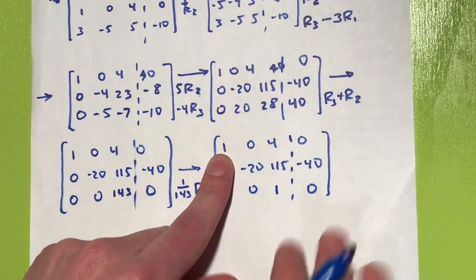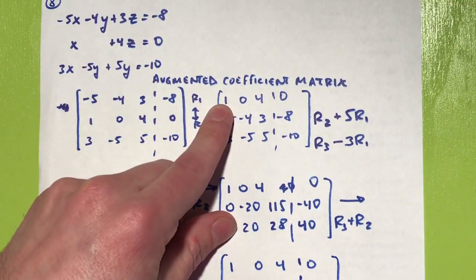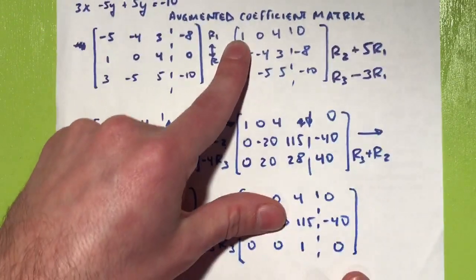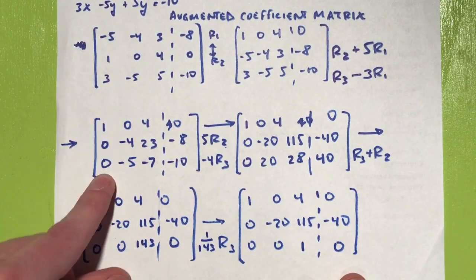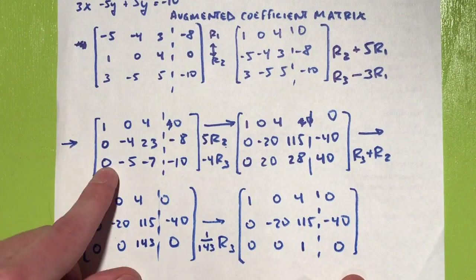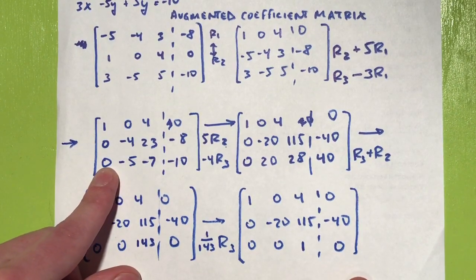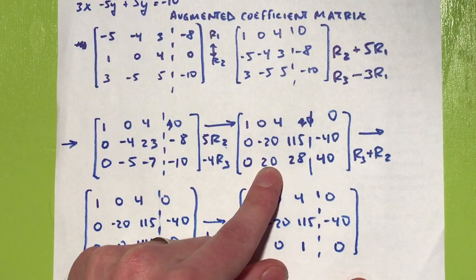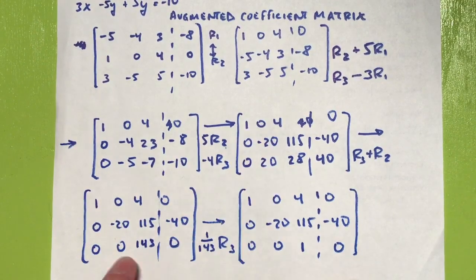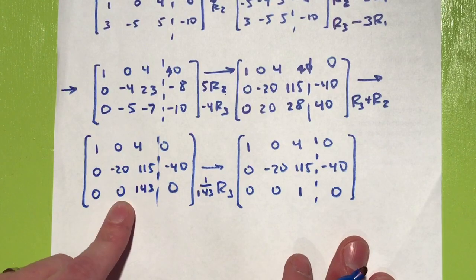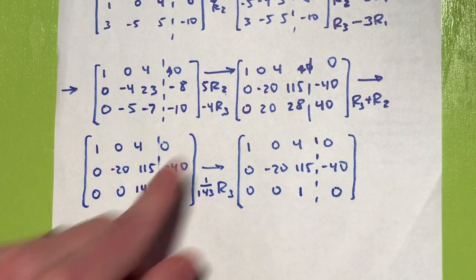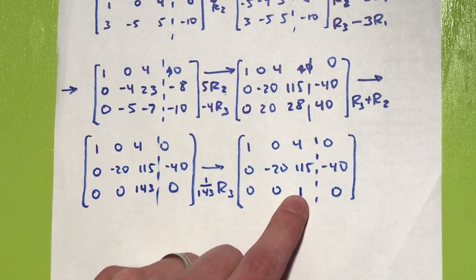So I started off, I got a 1 in the first spot. I used that 1 to get zeros underneath. So now whenever I combine anything, nothing is going to put a value into the first column. I then combined to eliminate a value in the second column. So I had zeros above and below the second column. And now that I've got the 1, I'm going to work backwards.